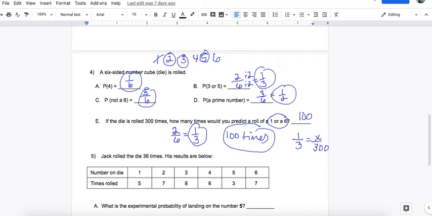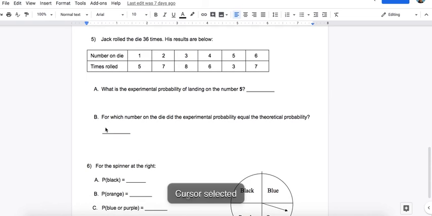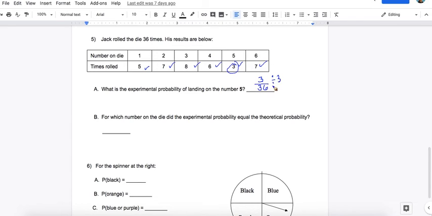Okay, number 5, Jack rolled the die 36 times. What is the experimental probability of landing on 5? So here's the number of times he landed on 5, 3. And I have to add these numbers up. So 5 plus 7 plus 8 plus 6 plus 3 plus 7. And that gives me 36. So 3 out of 36. And I notice that I can divide top and bottom by 3. 3 divided by 3 is 1, and 36 divided by 3 is 12. So it's 1/12.